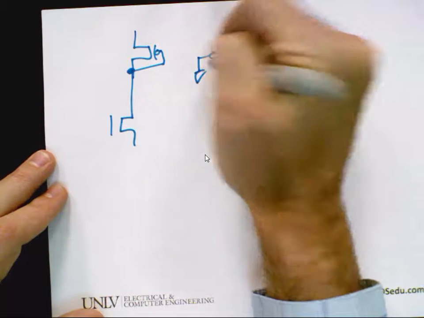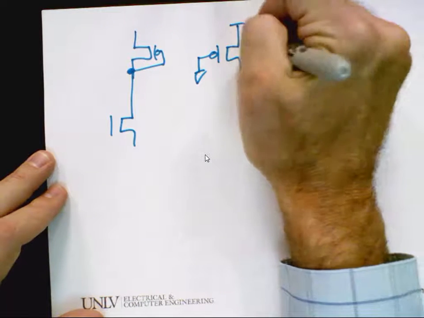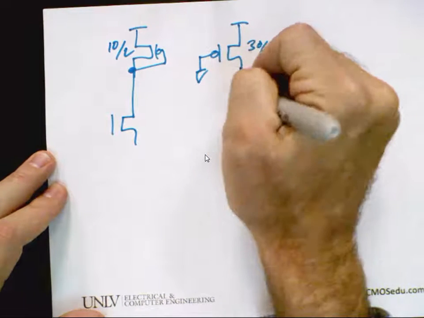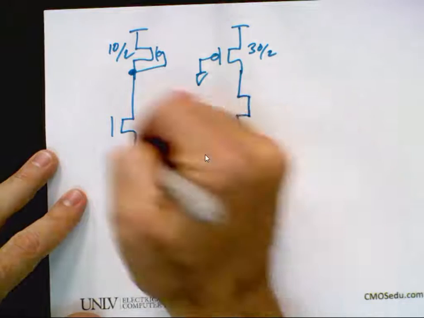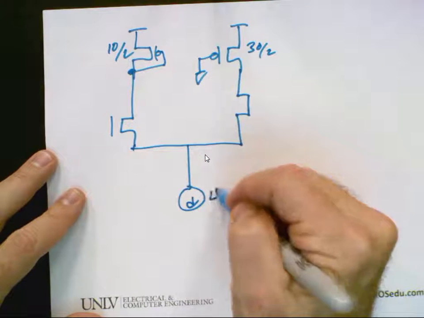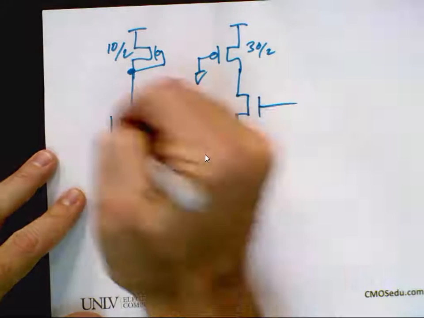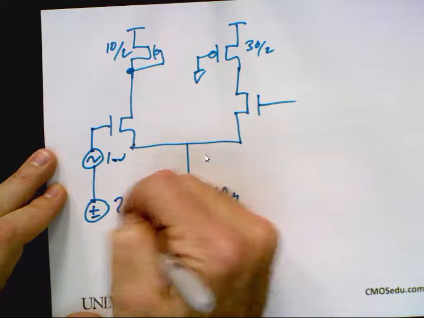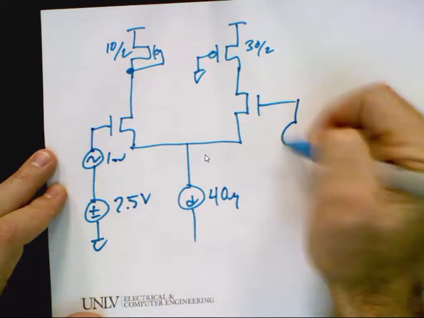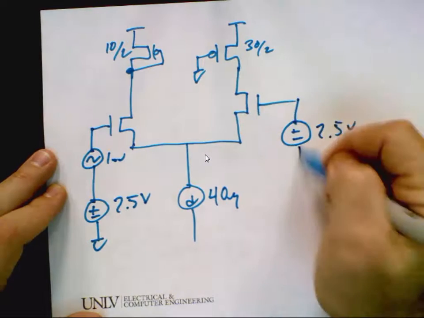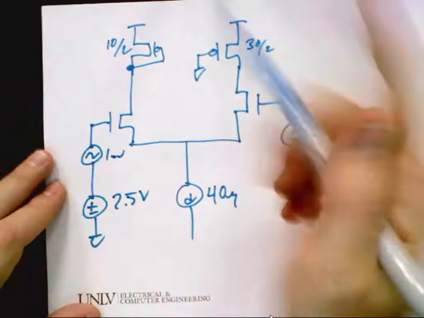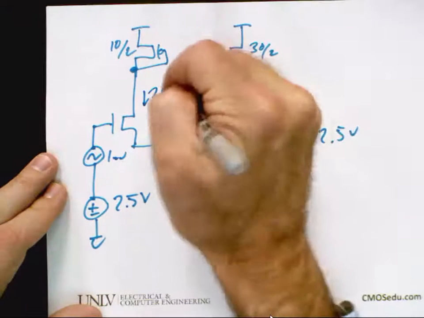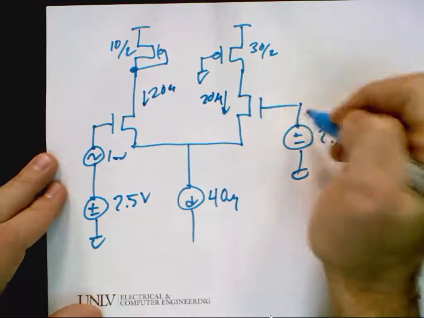Yes? Okay, so this is a 30 by 2. This is a 10 by 2. We had this come down here. We calculated this was 40. We said, okay, we have an AC signal here of a millivolt. We have a DC signal at 2.5 volts. And then we have a voltage here at 2.5 volts. And then we have in each of these what DC current?